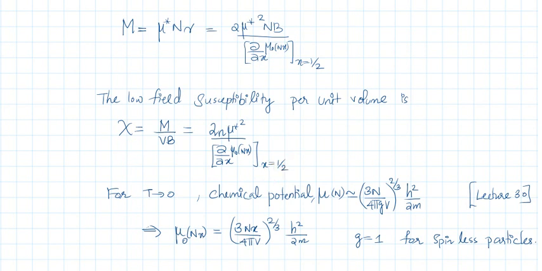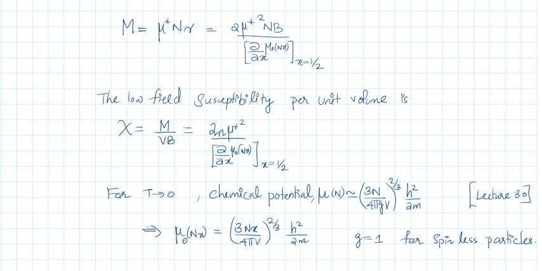Now, this is the general expression. We can apply different special cases. For T tends to 0, chemical potential mu of n is 3n by 4 pi gv raised to 2 by 3 into h square by 2m. And this is from lecture number 30. So mu 0 of nx.